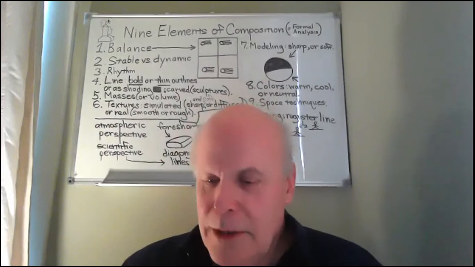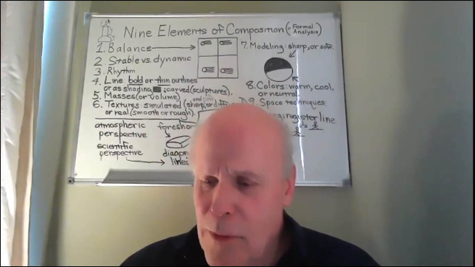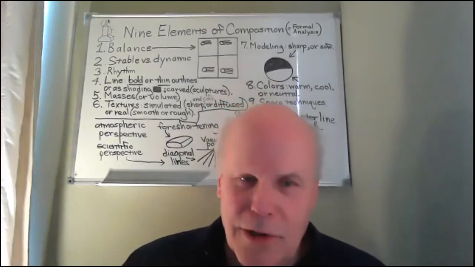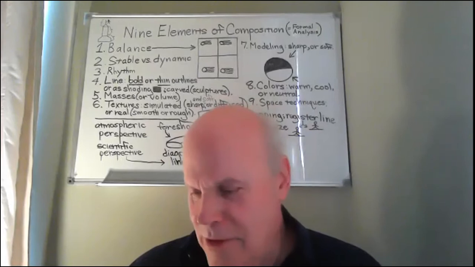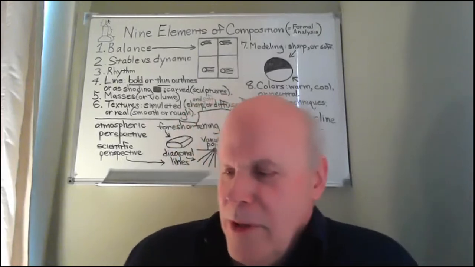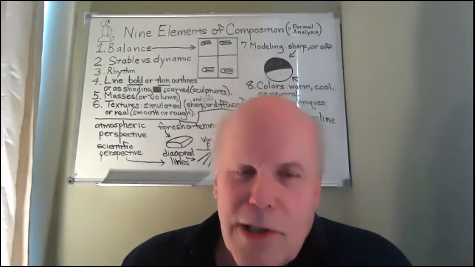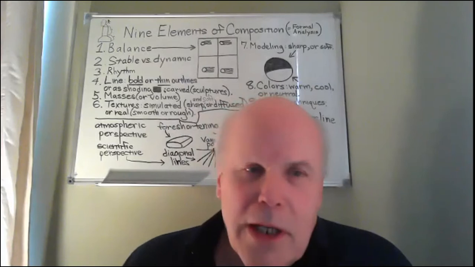A rhythm is the presence of 2 or more repeated or similar shapes in any work of art. We're not talking about musical rhythm relating to sound. We're talking about visual rhythms in visual arts. So again, the presence of 2 or more repeated or even similar shapes creates rhythm.